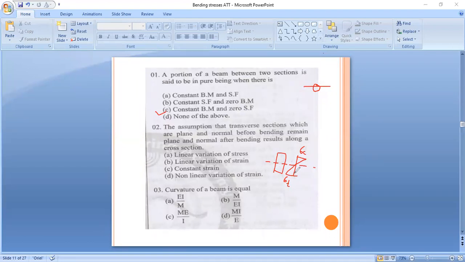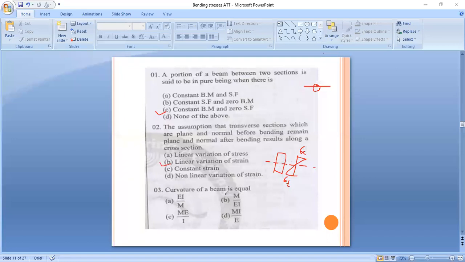So which option is correct? Option B is correct, linear variation of strain. And then third, curvature of a beam is equal.